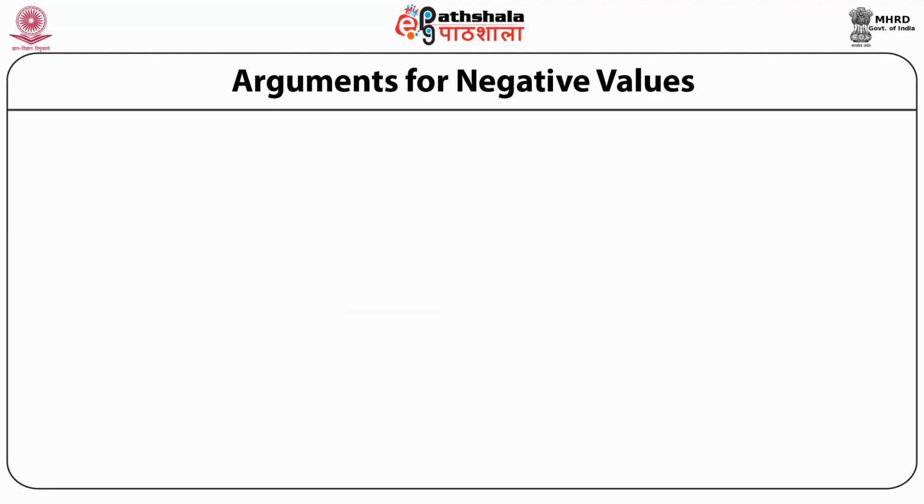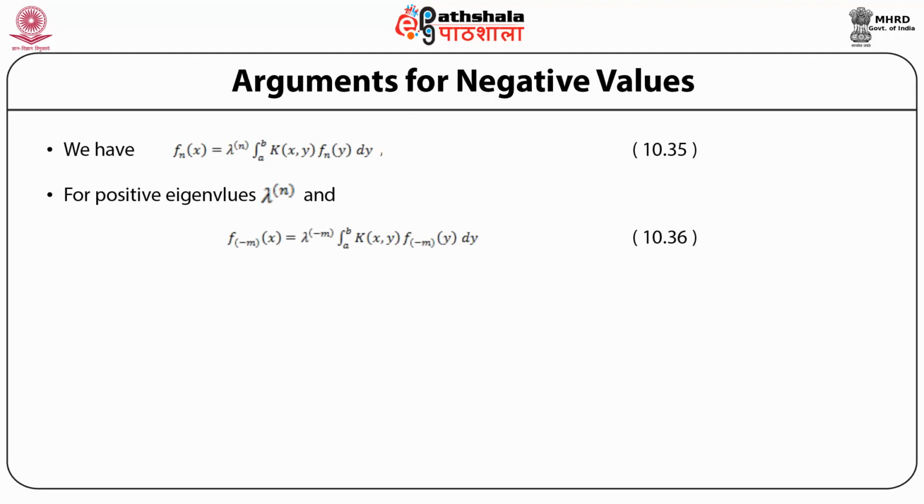So we have f_n(x) equal to lambda_n times the integral a to b of K(x,y) into f_n(y) dy for positive eigenvalues lambda_n, and for the negative eigenvalues we define f_{-m}(x) equal to lambda_{-m} times the integral a to b over dy of K(x,y) f_{-m}(y) dy. So we define the functions f_n and f_{-m} for positive and negative eigenvalues.